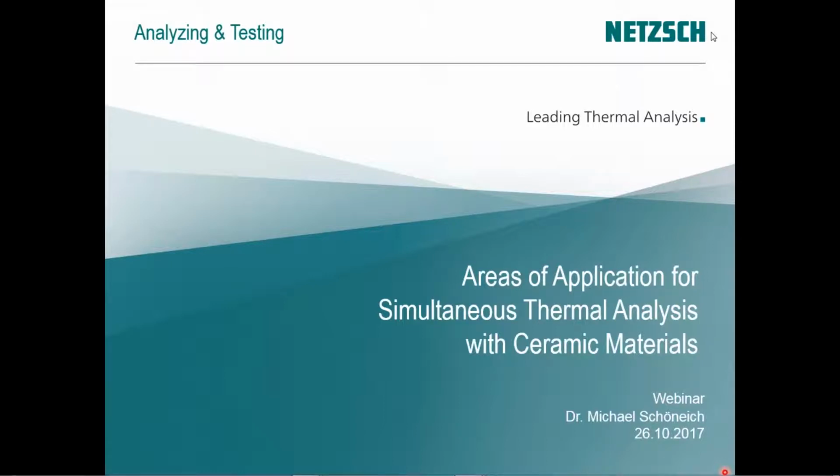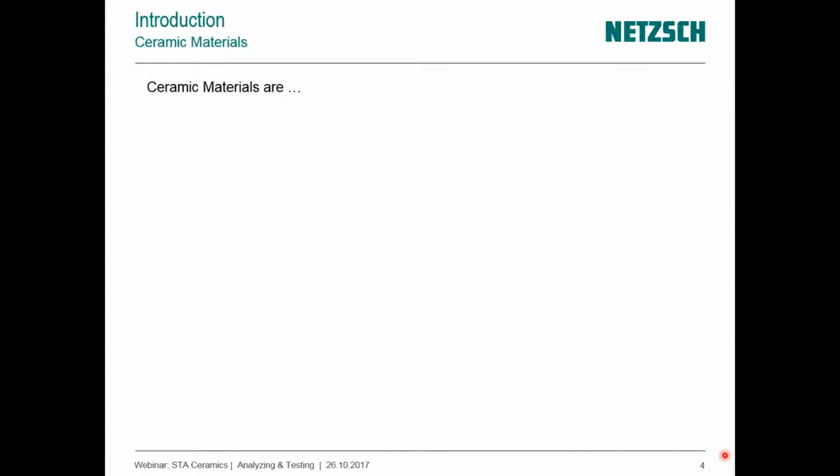So we will see some analysis of raw materials or product materials. We'll have examples for the processing chain, like for instance a binder burnout process, and also some application examples for the pure materials at the end. Before we come to this application part, which is of course the main part, I will start with a short introduction about ceramic materials and thermal analysis.